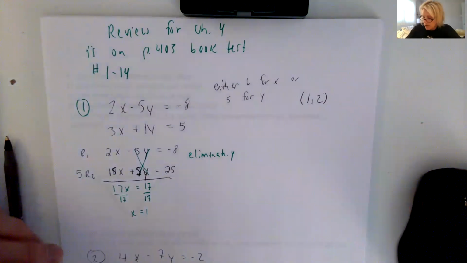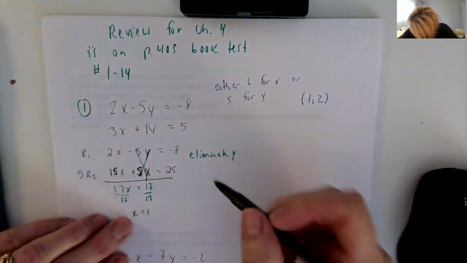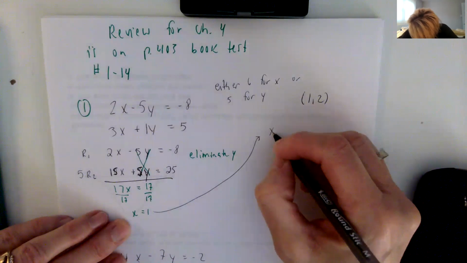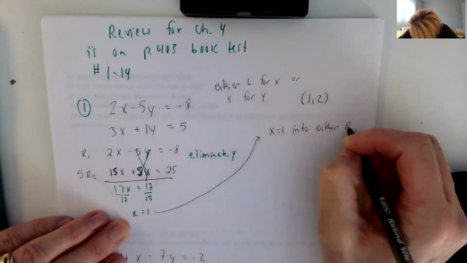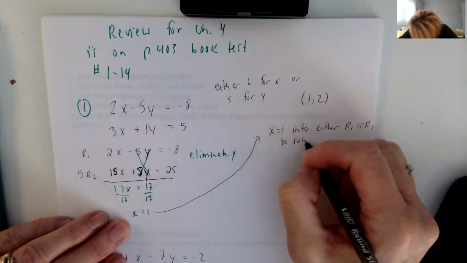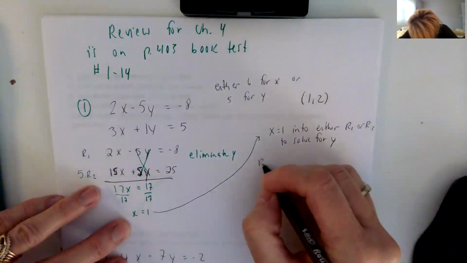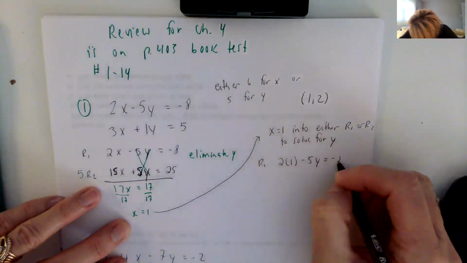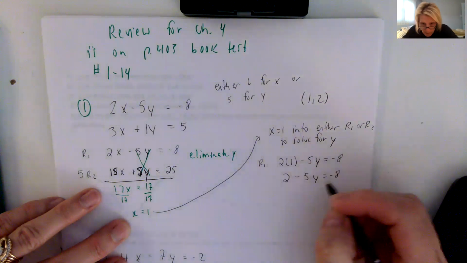And then we can double check. We know that x does equal 1 because that's what we found in Desmos. So then I'm going to put x equals 1 into either row 1 or row 2 to solve for y. I'm going to do row 1. So 2 times 1 minus 5y equals -8. So 2 minus 5y equals -8.